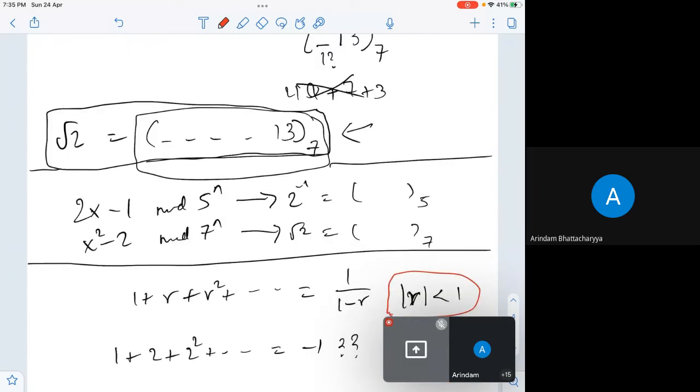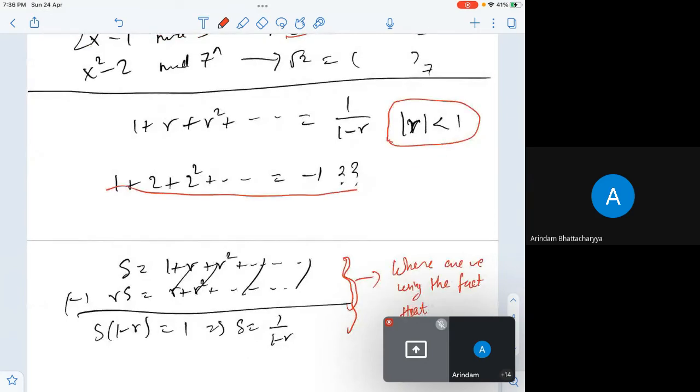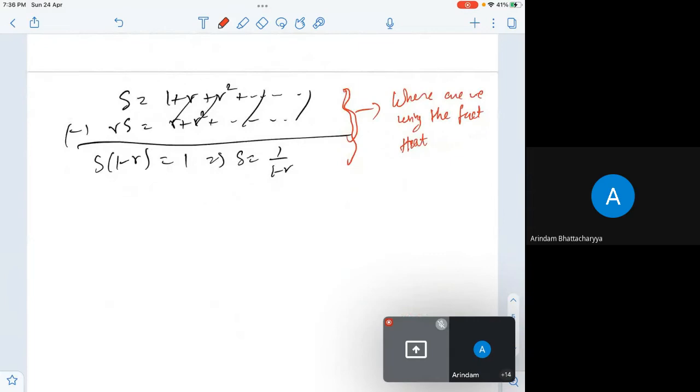You have seen that we have an infinite term expansion of root 2, right? If you look at it as an actual number mod 7, it's a big number, like the biggest possible, it's infinity, if you look at it as a normal number. Same thing for 2 inverse, so maybe this also makes some sense. That's what I was trying to go towards. This is a good exercise. I gave you a proof of why the sum is 1 by 1 minus r. Can you tell me where we are using the fact that mod r is less than 1 in the proof?